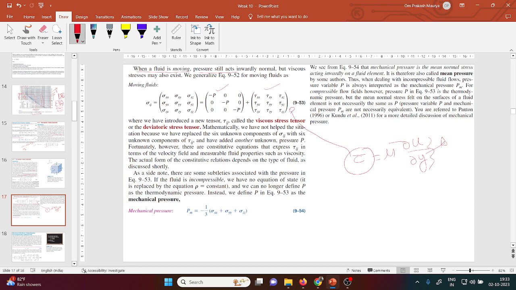Now we have introduced a new tensor, tau, called the viscous stress tensor, and sometimes we also call it the deviatoric stress tensor.